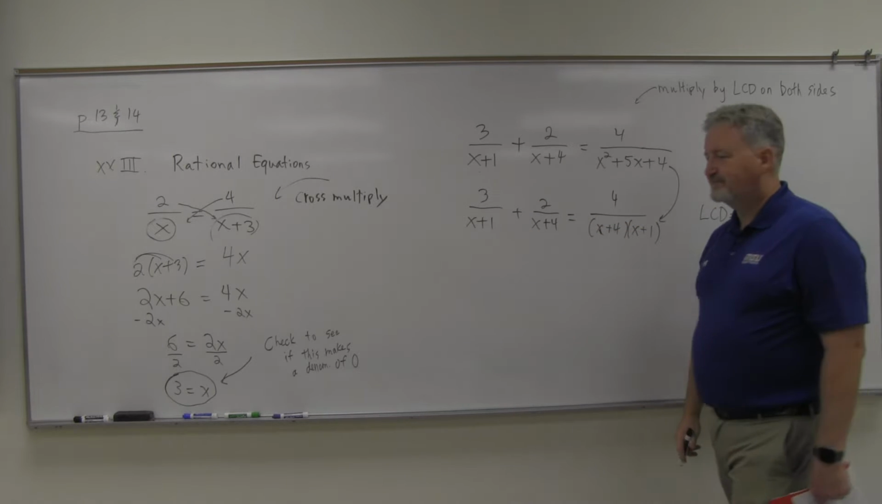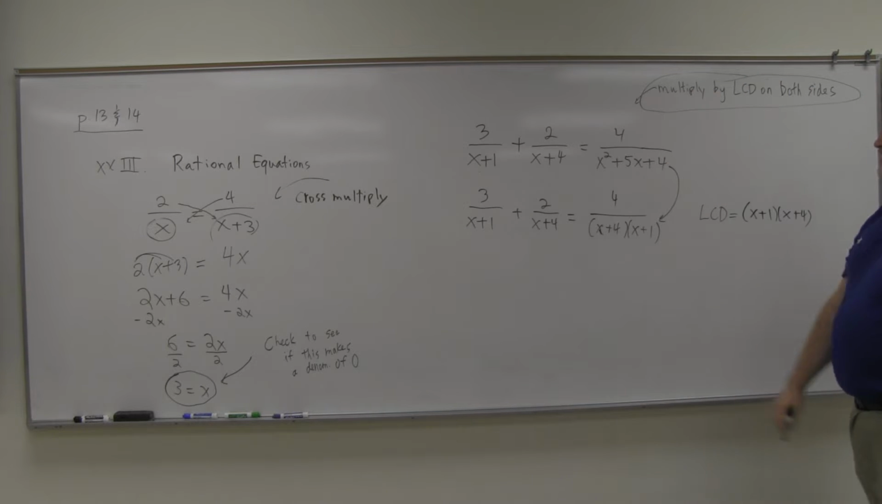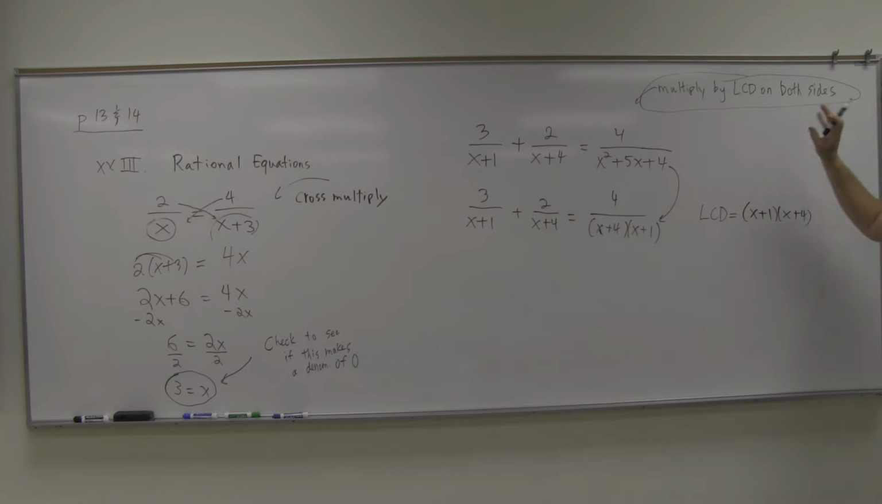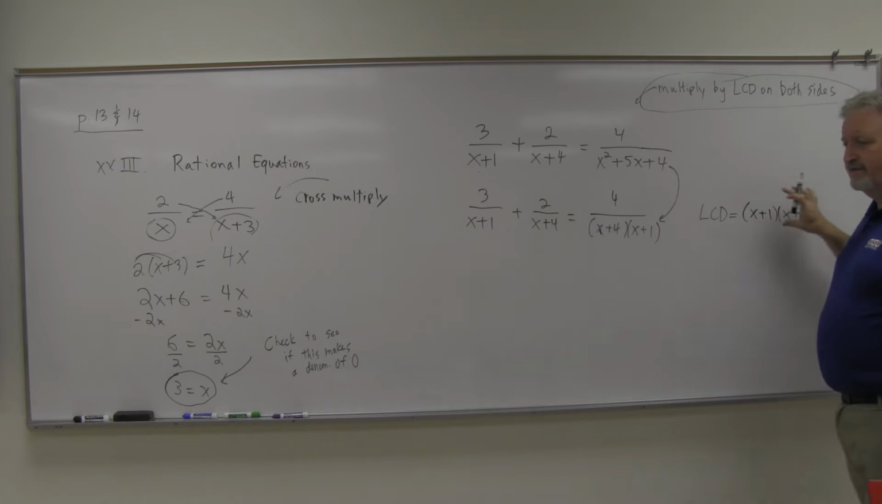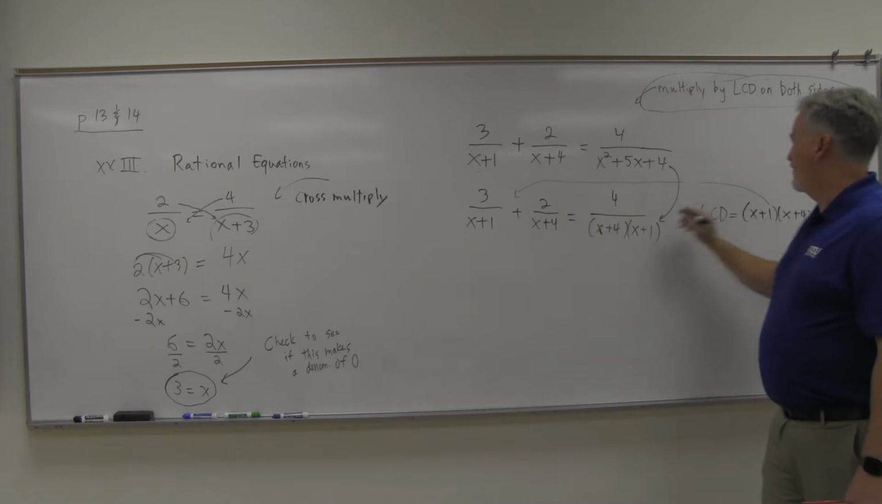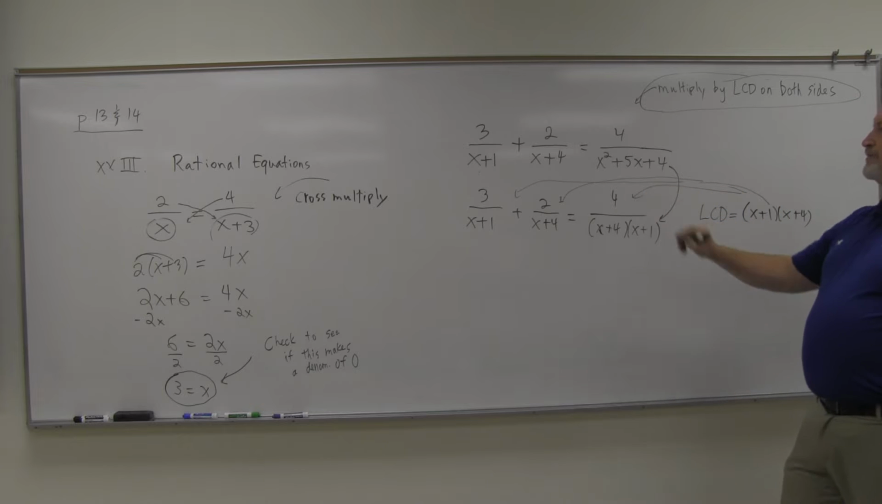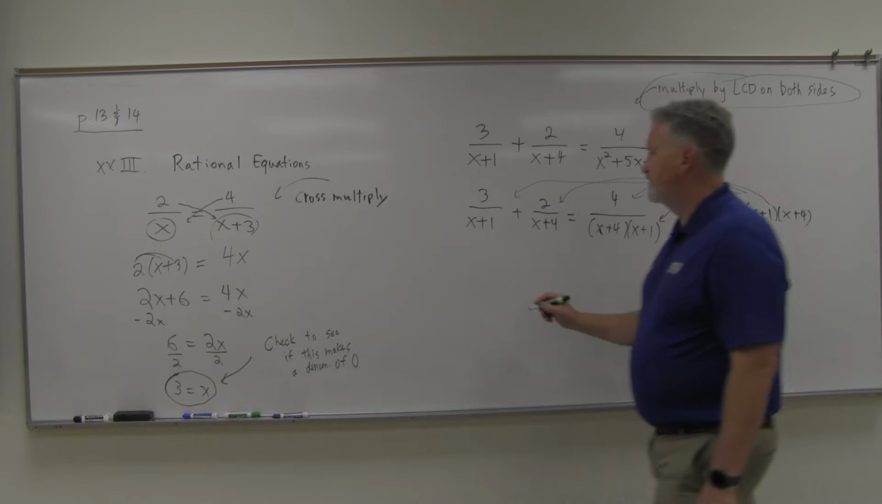All right, so this is the idea. Multiply on both sides by the LCD. I'm multiplying this side by the LCD and this side by the LCD. Basically, you're just going to multiply each part by the LCD, because you're distributing on this side. Multiply it by all the parts in your equation.